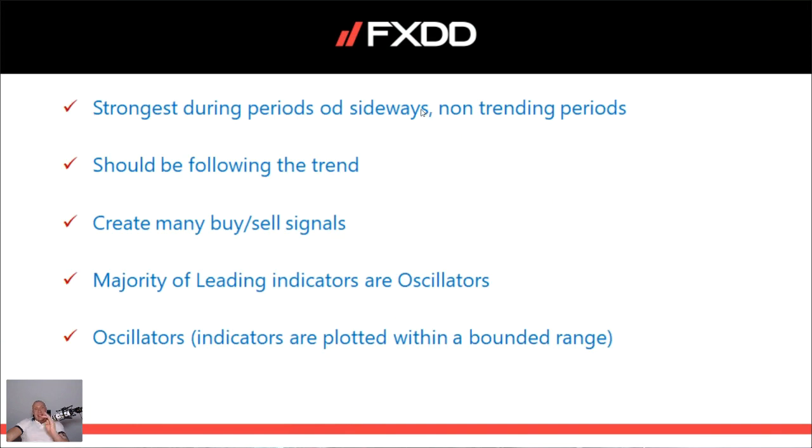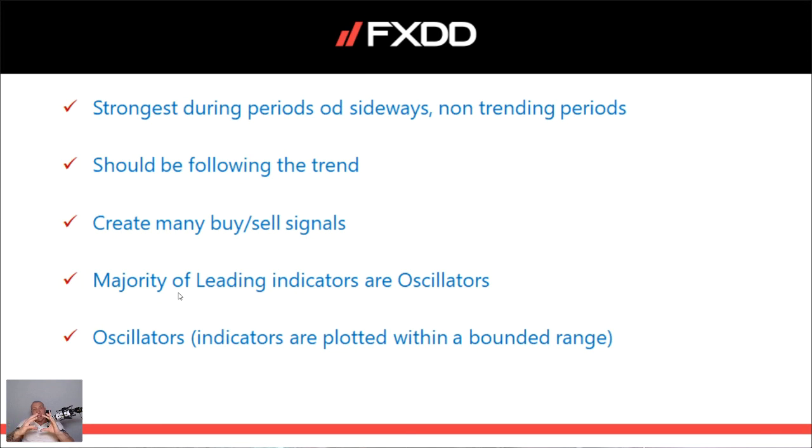Now, indicators, I'm talking about leading indicators. MACD is lagging, it's not leading. Leading indicators are RSI, CCI, all those indicators that follow the price in real time. They are strongest during periods of sideways and non-trending markets. It means that you will see all of these movements clearly in markets.